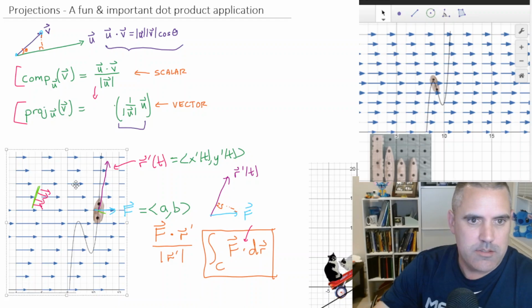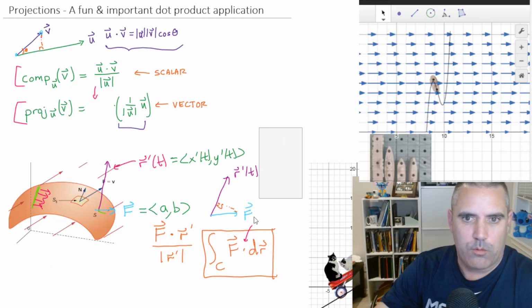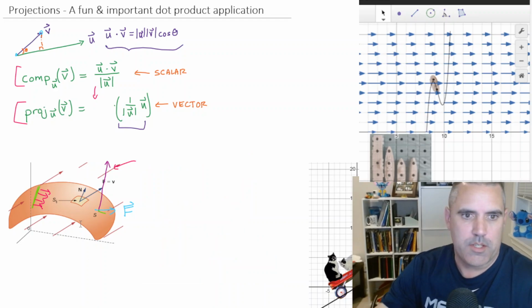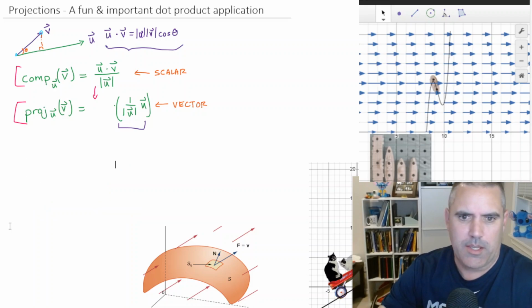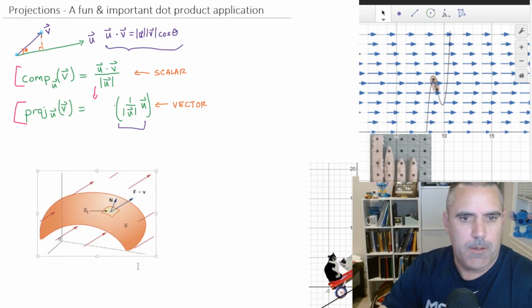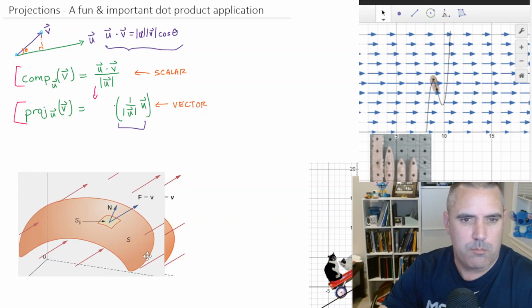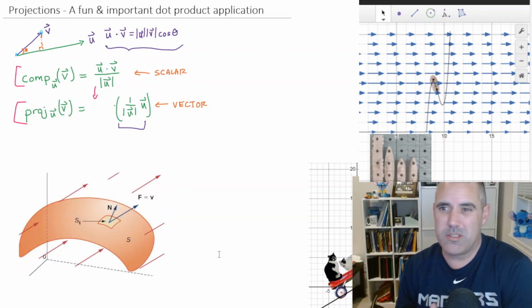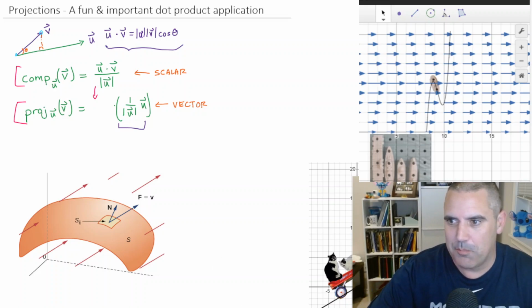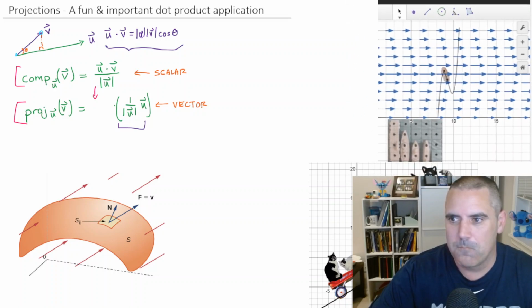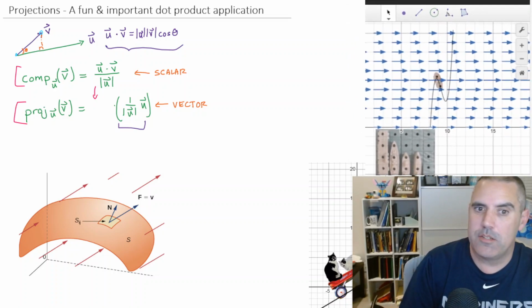This extends to higher dimensions. So I got one more for us. This is from our textbook. I think I got this from our textbook. I did not make this. This is when we're trying to measure something flowing across a surface. Sometimes they do this in a course on electrodynamics or some things I don't know anything about, but I understand what they're trying to measure.